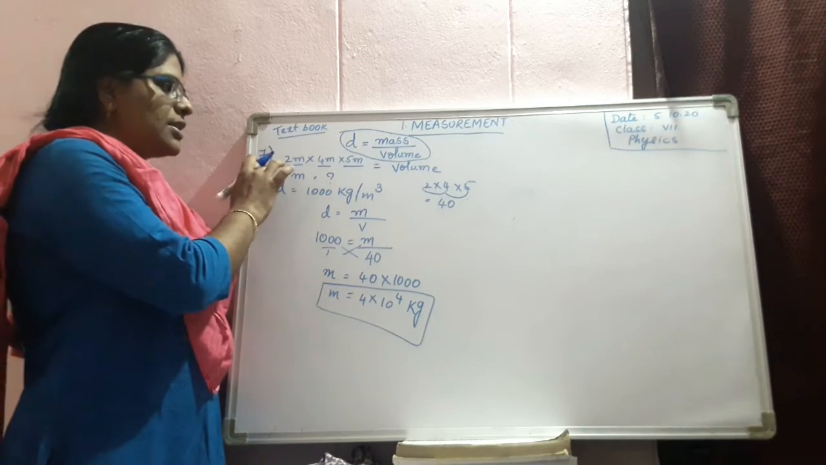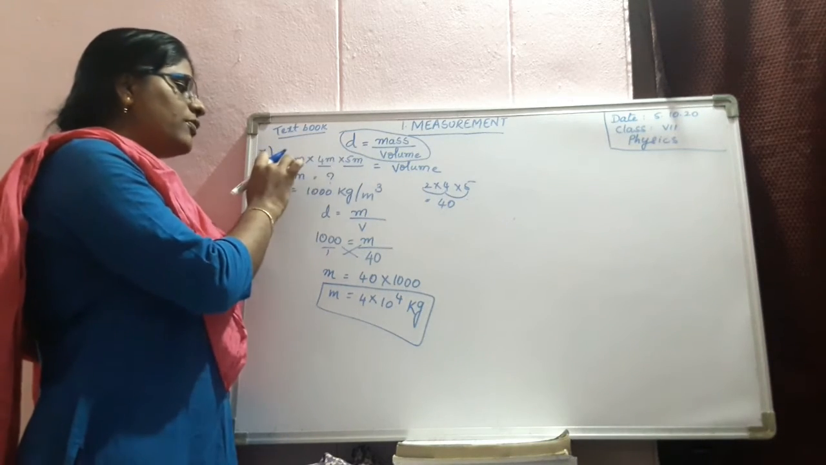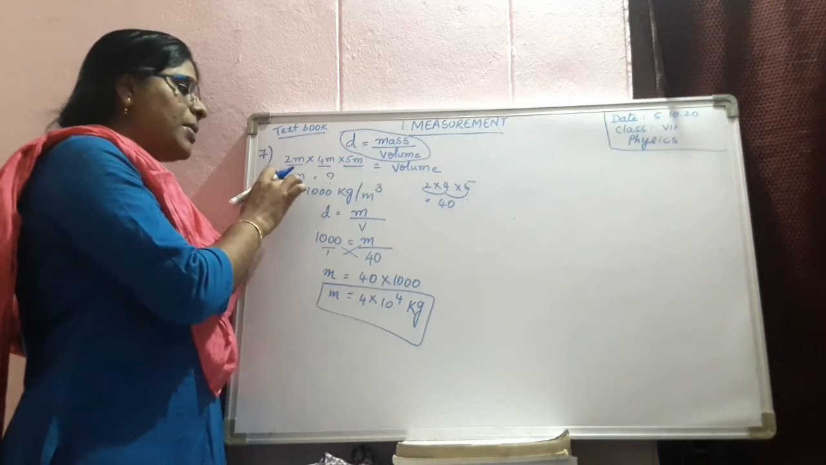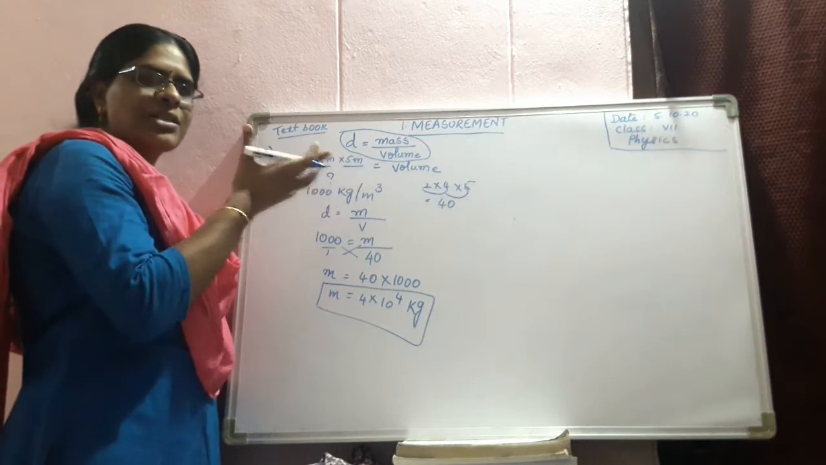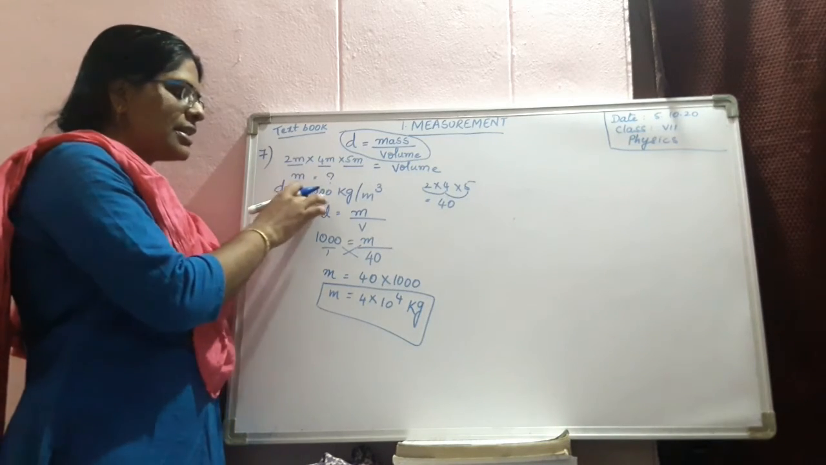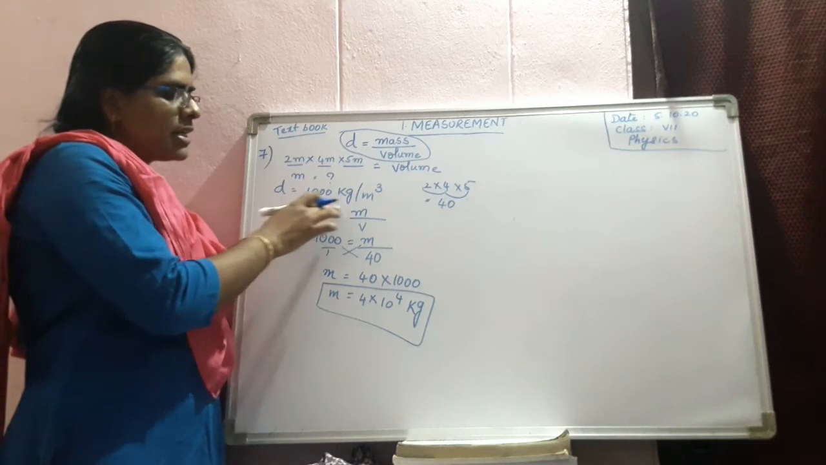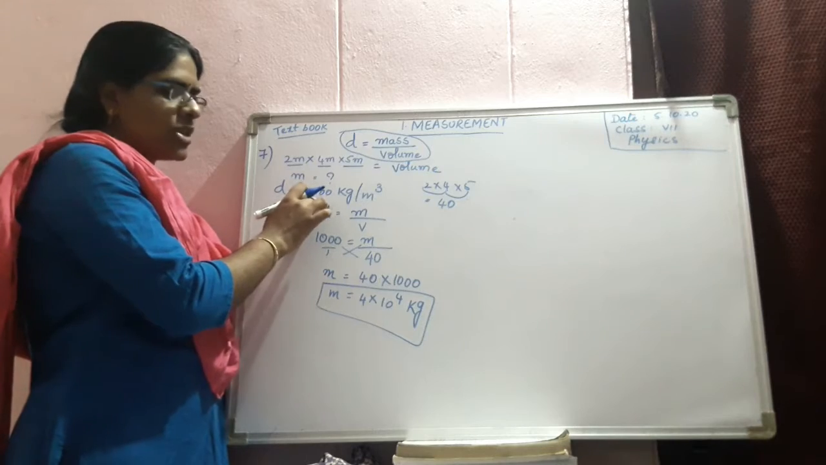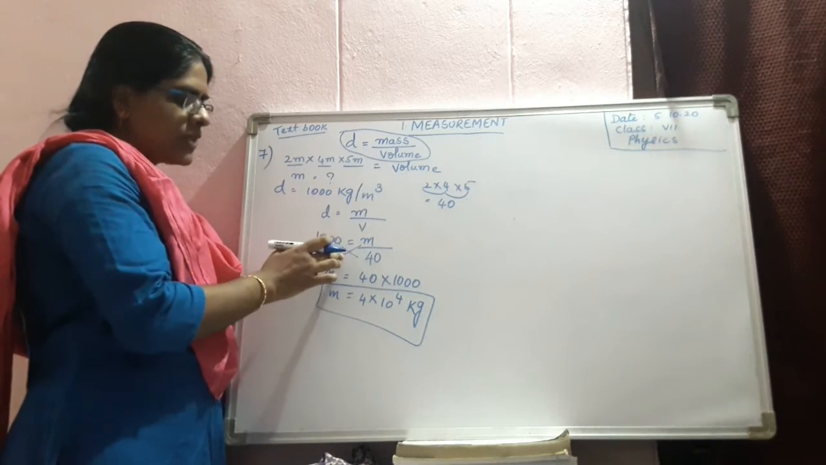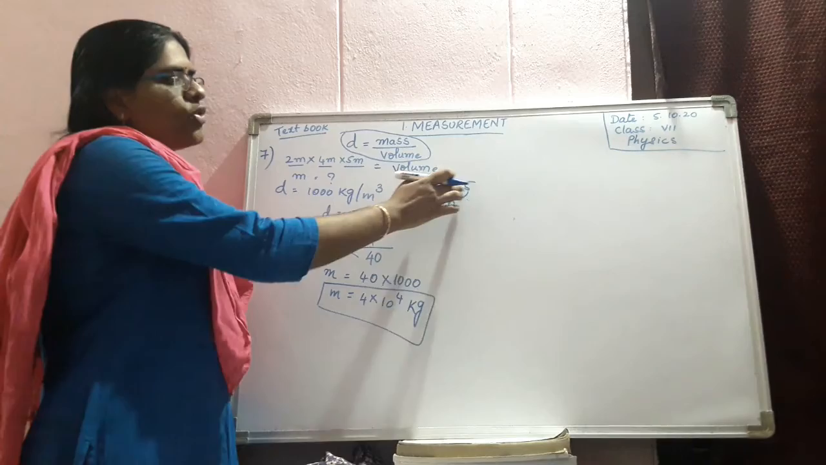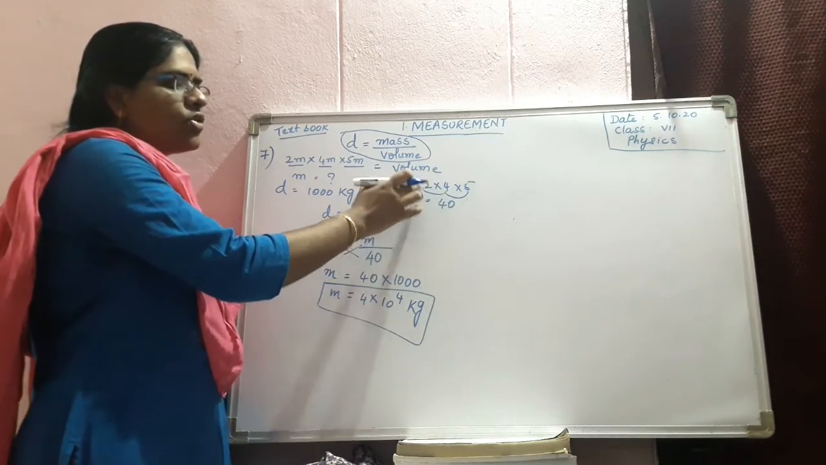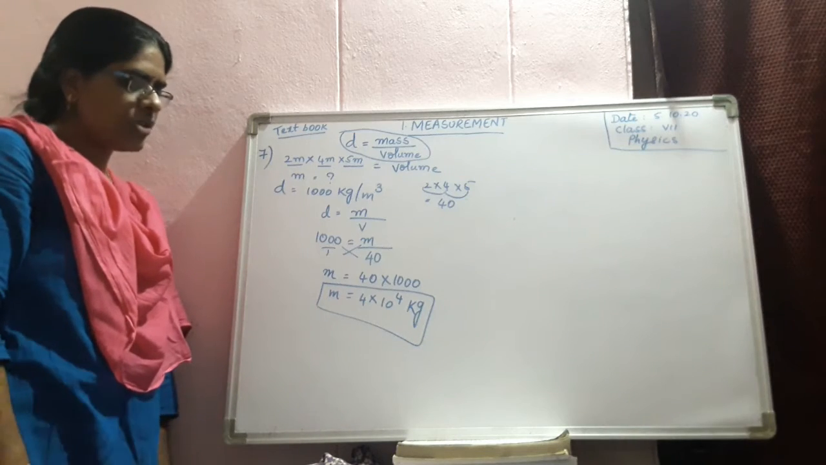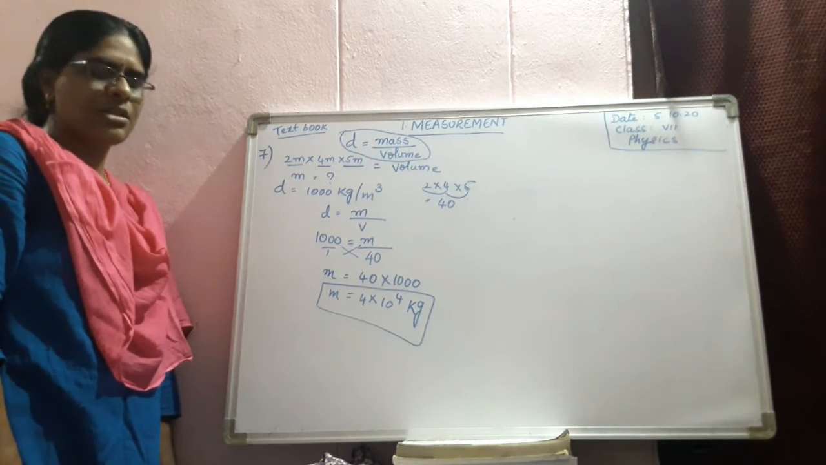First, the volume of the water tank is given, 2 into 4 into 5. We need to find out how much mass of water it holds. Density is given. Density equals mass by volume. Density is 1000, mass I don't know. I substituted the volume 2 into 4 into 5. 5 fours are 20, into 2 is 40. After calculating, 4 into 10 power 4 kgs.